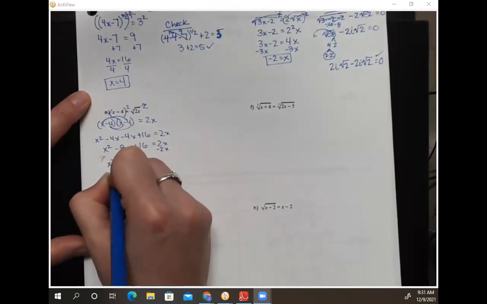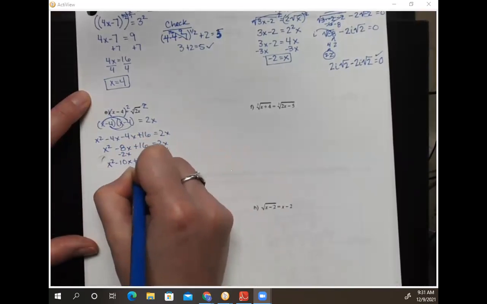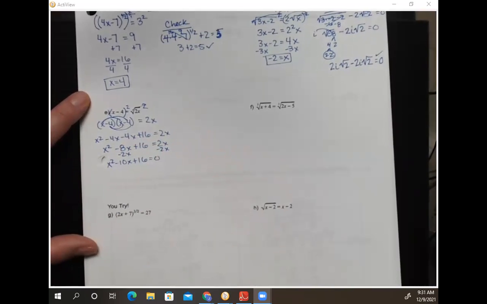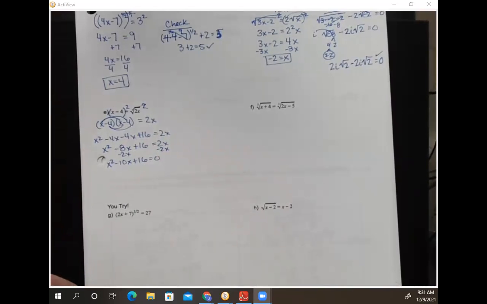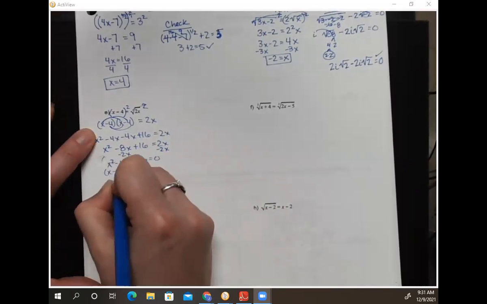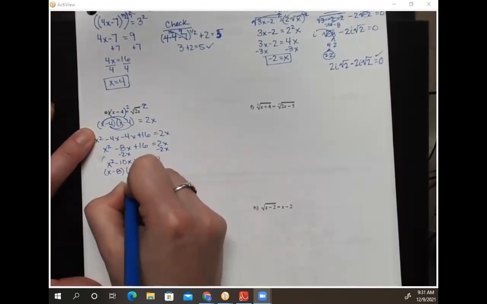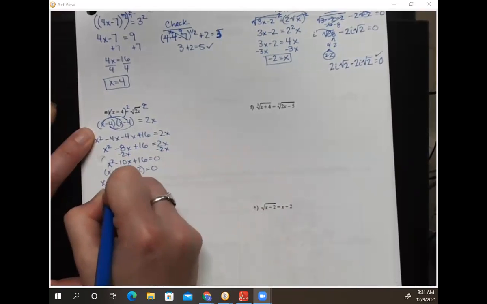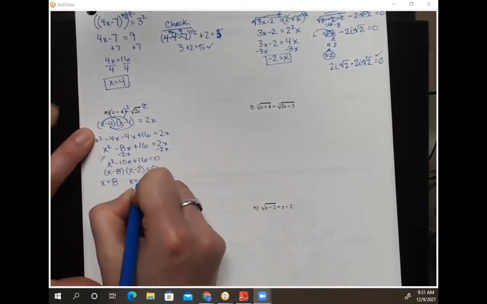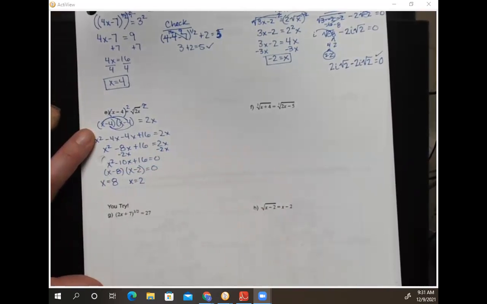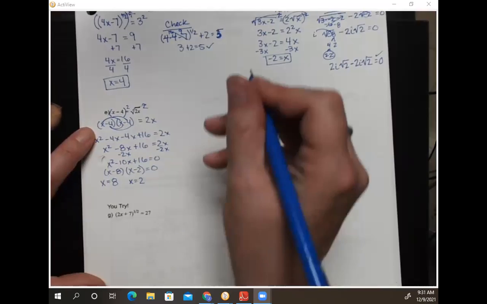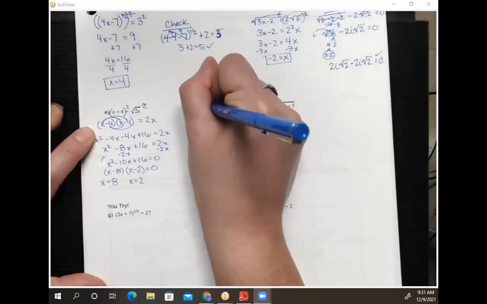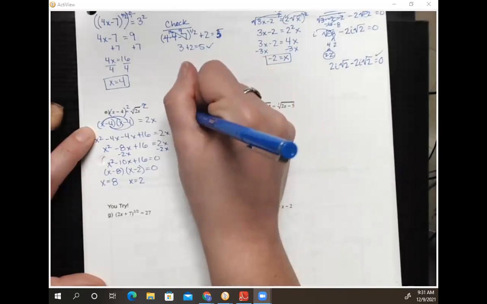So I would have x squared minus 10x plus 16 equals 0. Factors of 16 that add to negative 10, that would be negative 8 and negative 2. So I have x minus 8 times x minus 2. So for my solutions, I get x to be 8 and 2. Now I need to check both of these. So I'm going to check x equals 8.